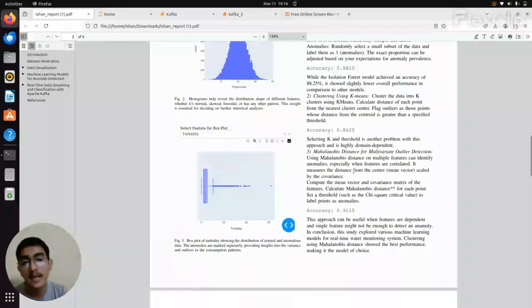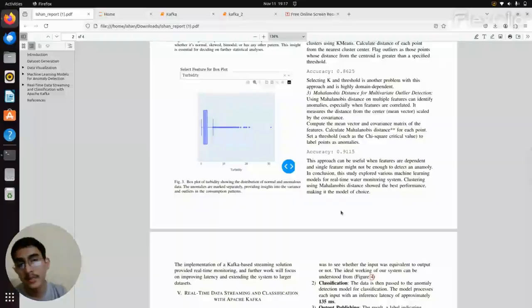The third technique which I have used is Mahalanobis distance for multivariate outlier detection. What Mahalanobis distance does is that we cannot simply depend on one feature to detect anomalies. Sometimes in the underlying system there can be a small variation in pH but not in the flow rate, so that cannot be detected using only the flow rate. So what I have done is consider all the features at once and try to detect whether there was an anomaly or not. Through this, I was getting an accuracy of 91%.